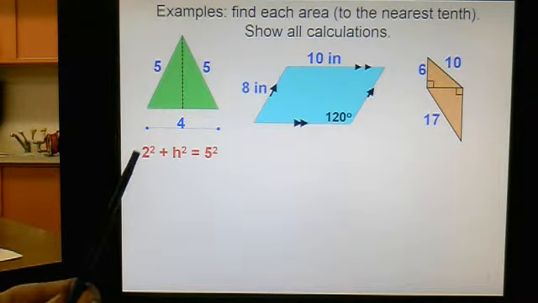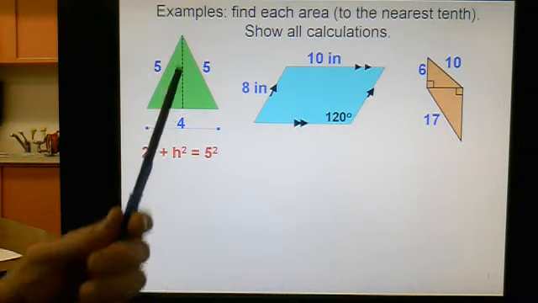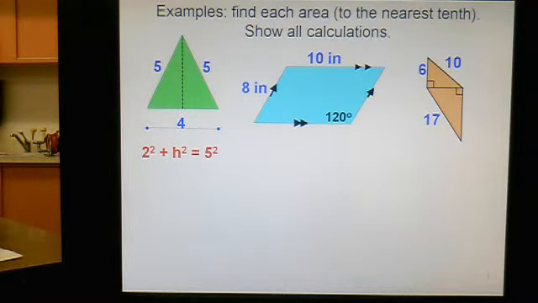2 squared plus h squared equals 5 squared. This being 2, this being your h, and of course this is 5. So you're using Pythagorean theorem. You're not finding c. You're again finding a or b. And I think you get the square root of 21 if you do those calculations correctly.